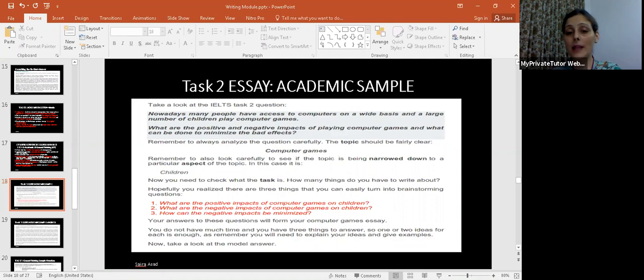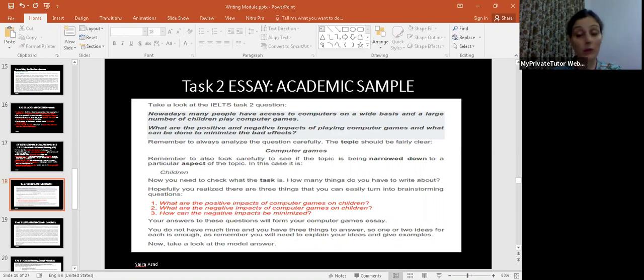Okay, the question, computer games. Always see the topic, narrow down to a particular aspect of the topic. We have read the question. We have taken out 3 points, what the question is asking us to do. What are the positive impacts of computer games on children? What are the negative impacts of computer games on children? How can the negative impacts be minimized? Positive are positive, they're not bad. The negative impacts are bad. So we are going to give suggestion and opinion on how we can minimize this.